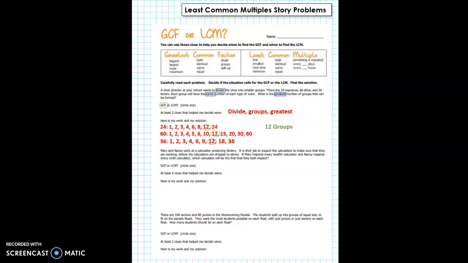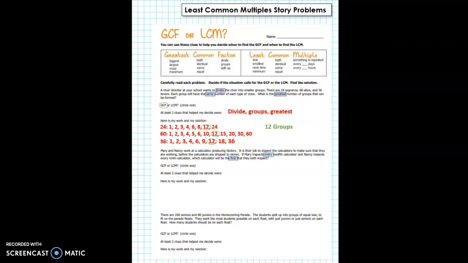that they both inspect? Again, I want to look for clue words, and there's a couple that really stand out to me in this problem. We have first. I'm looking for an event that repeats over and over. They're going to do something, and when are they going to do it again together? That is a least common multiple situation.